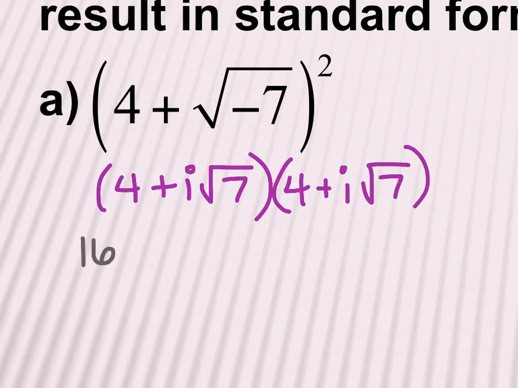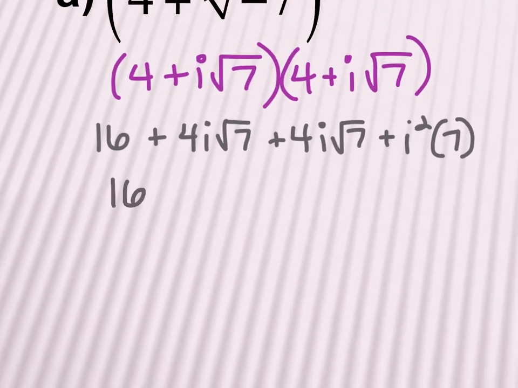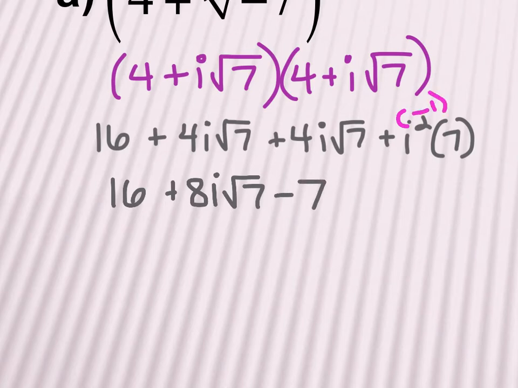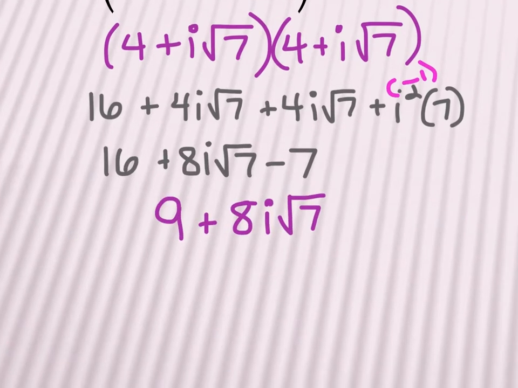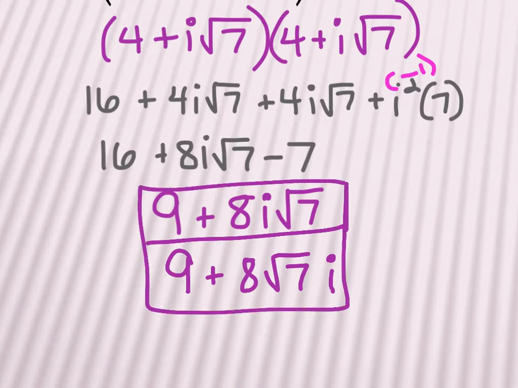So 4 times 4 is 16, plus 4i root 7, plus 4i root 7, plus i squared times the square root of 7 times the square root of 7, which is 7. 16 plus 8i square root 7. That i squared becomes a negative 1, so that becomes a negative 7. And I end up with 9 plus 8i root 7, or 9 plus 8 root 7i. Either one would be good. If this was multiple choice or standardized, you'd see it on the bottom. This would be the answer.